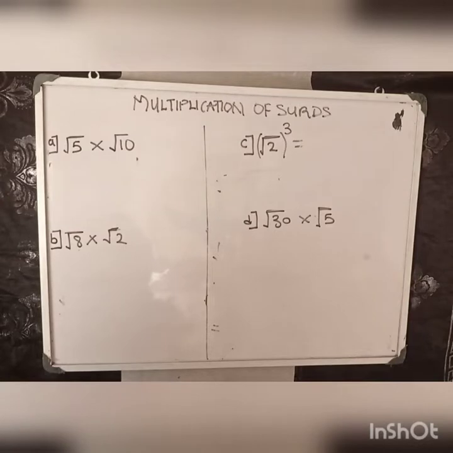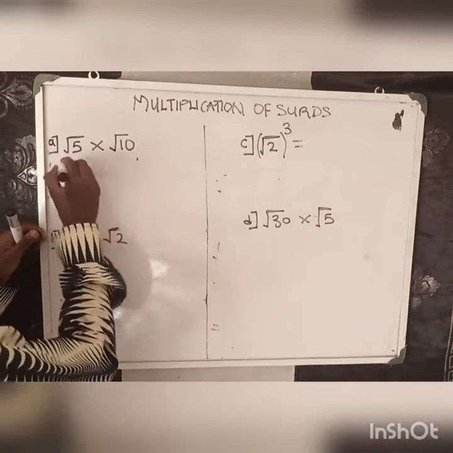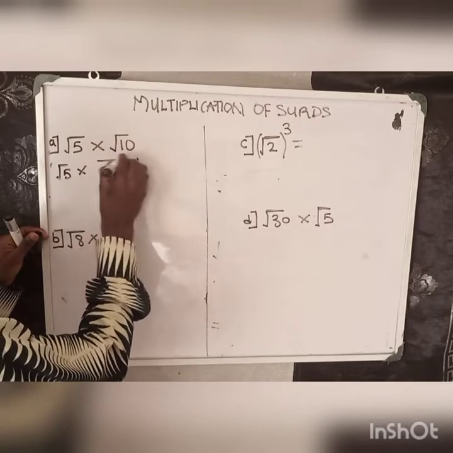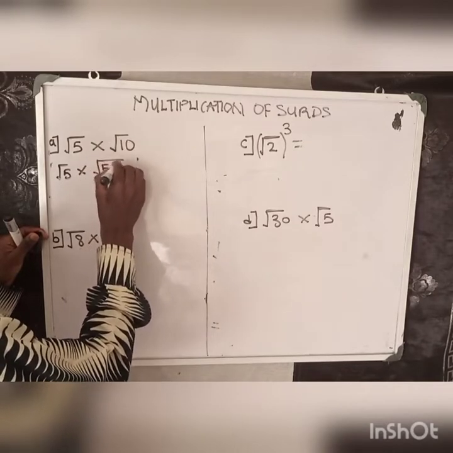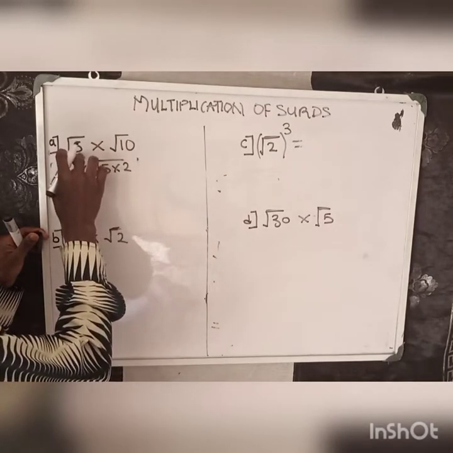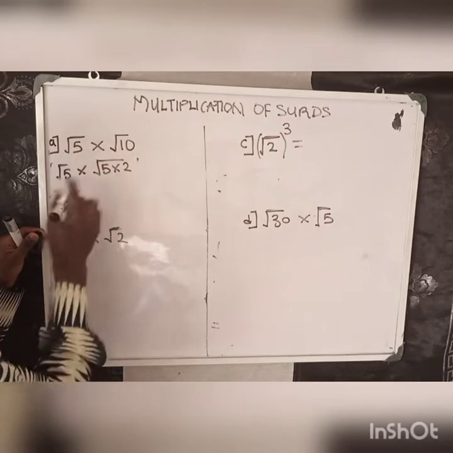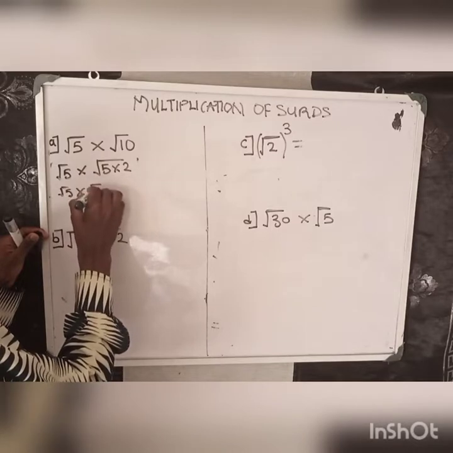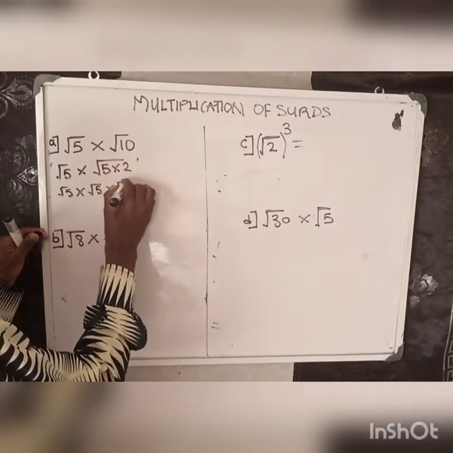Okay, multiplication of surds, like our normal multiplication. Let's check example 1: root 5 times root 10. There are two ways of solving this. You can split root 10 into root 5 times root 2, so I want it to be a factor of this. Now we have root 5 times root 5 times root 2.